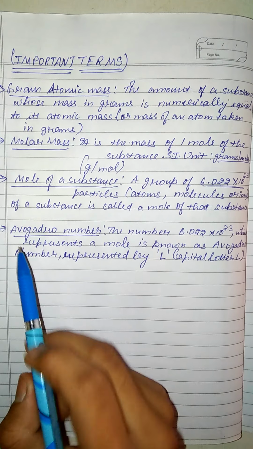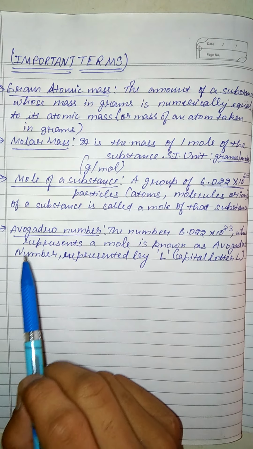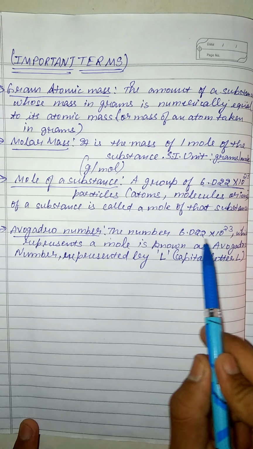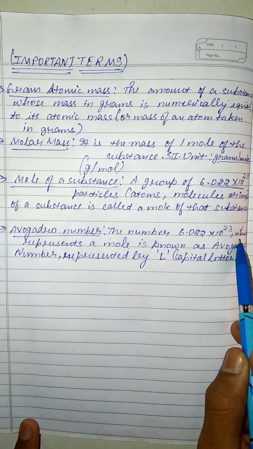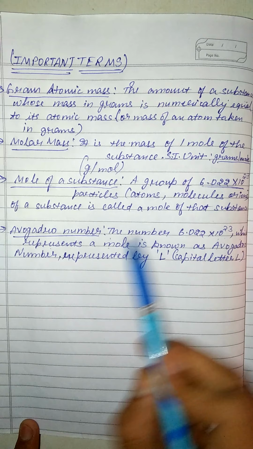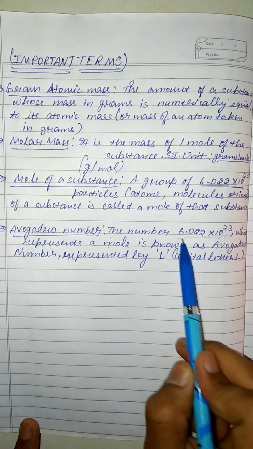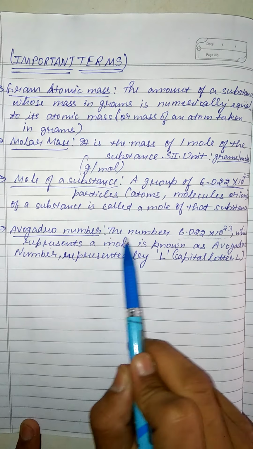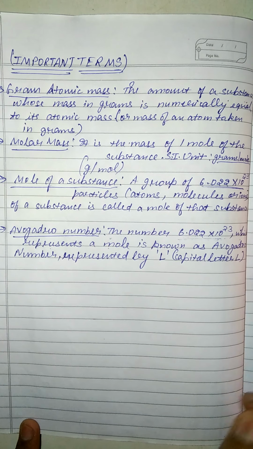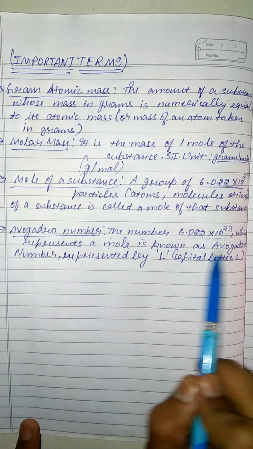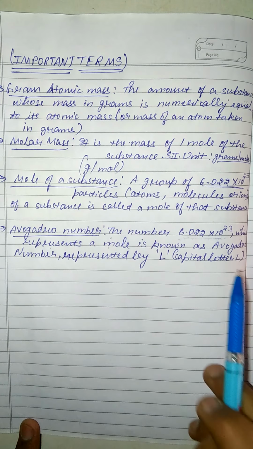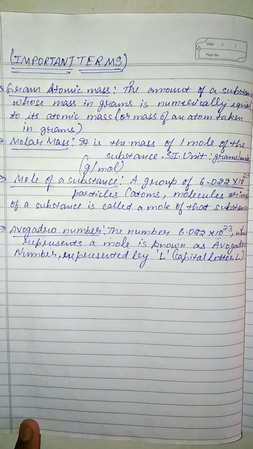So here we go for another definition, of the Avogadro number. The number 6.022 × 10^23, which represents a mole, we have already studied that this number represents the mole. This number 6.022 × 10^23, which represents a mole, is known as the Avogadro number, and it is represented by the capital letter L.